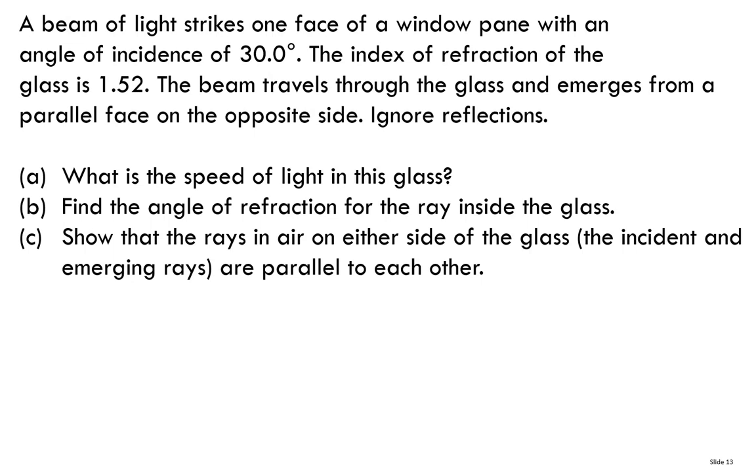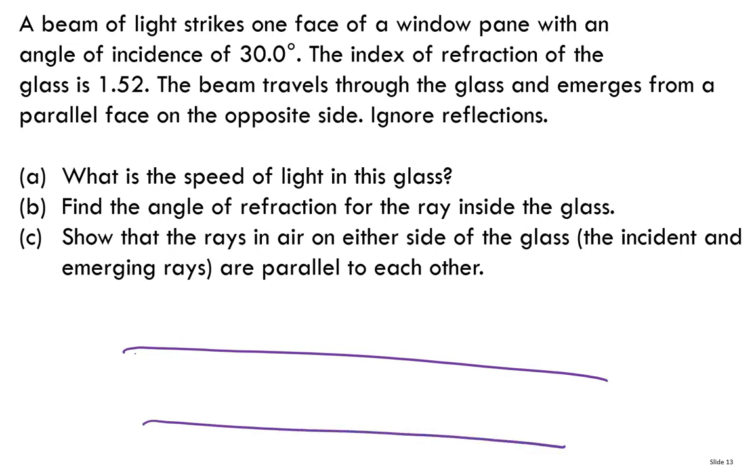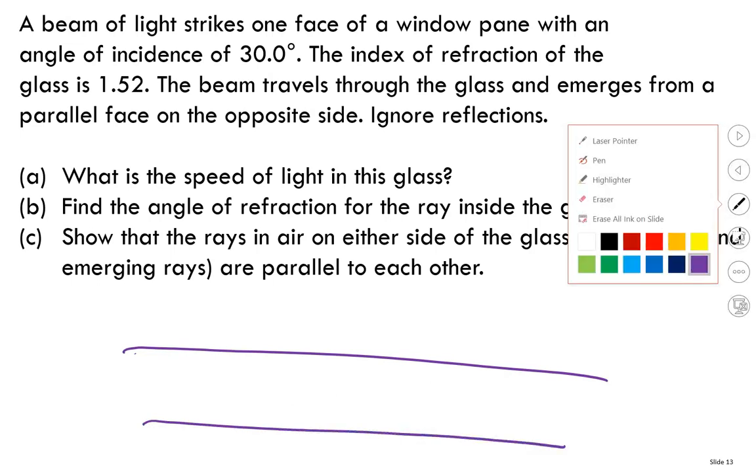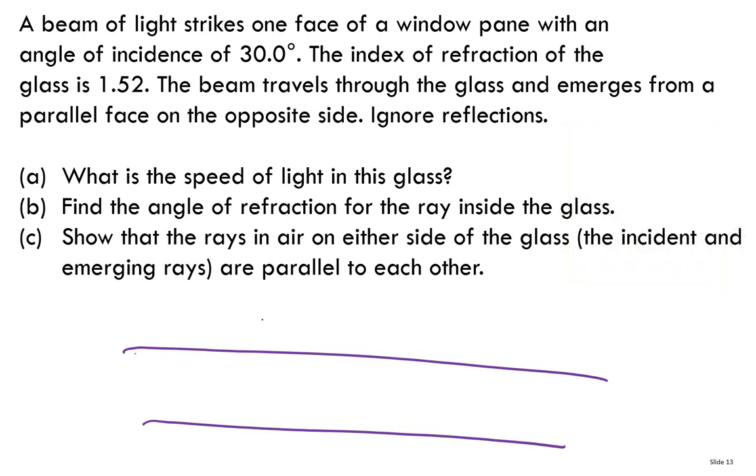Because it's traveling through glass, it's going to be refracting the opposite direction on the other side. So when it goes through the glass, it refracts this way, and then when it passes through, because it went that way before, it refracts the opposite direction going out.